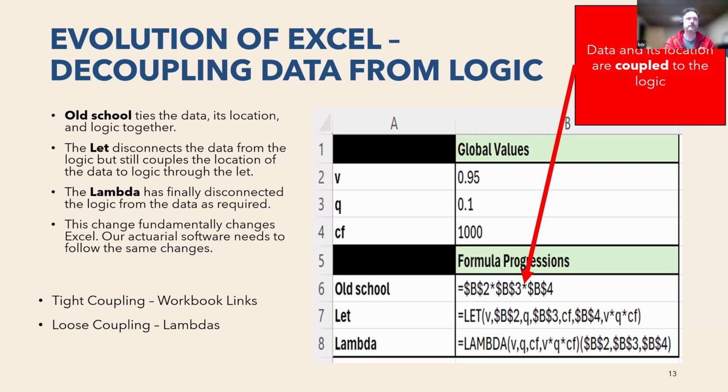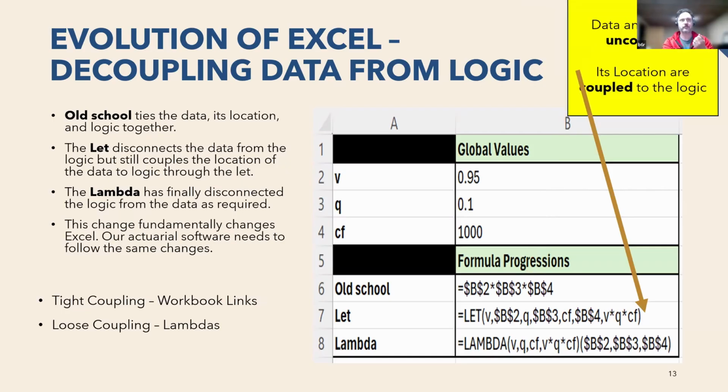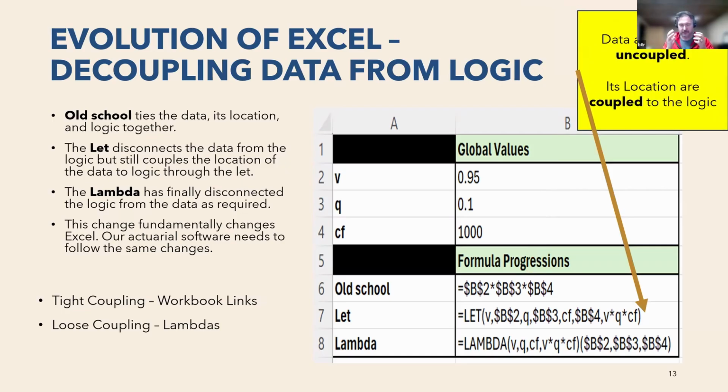So then in, let's say 2019 or 20, Excel introduces the LET function. Well, this is better because now I'm able to separate my data from my logic. But if you look at this LET statement, it says let V equal B2, let Q equal B3, let CF equal B4, and then V times Q times C4 is your result. So it's coupled the location and the data to the variables, but you've been able to separate your logic from your data, but your data is still coupled to your variables. So it's better. That's why it's in yellow, but it's still not as far as you want to go.